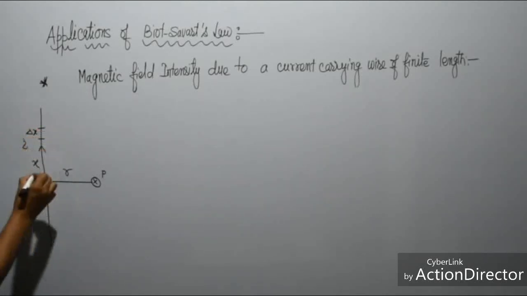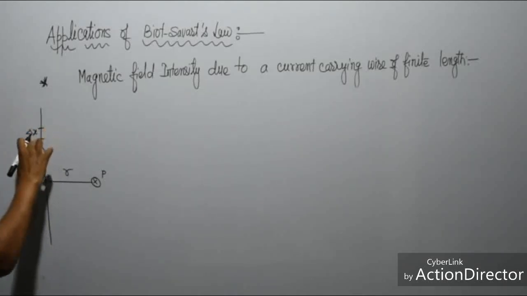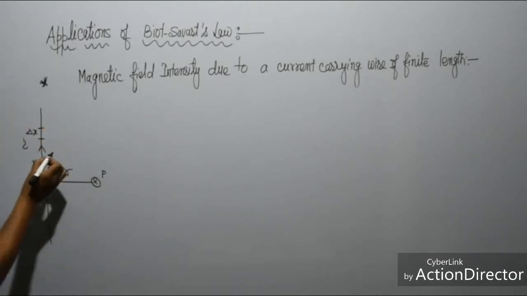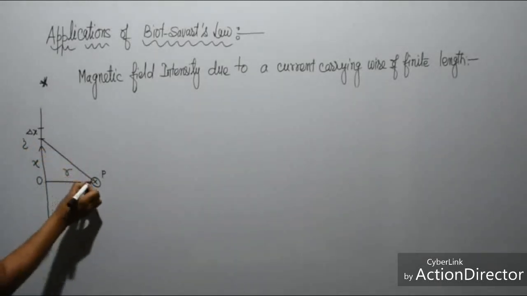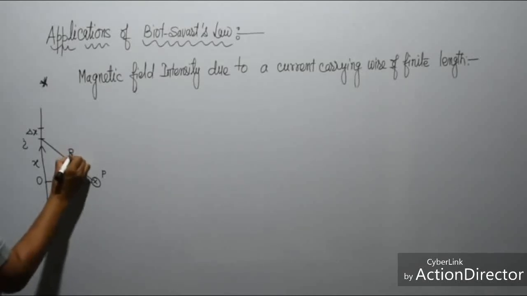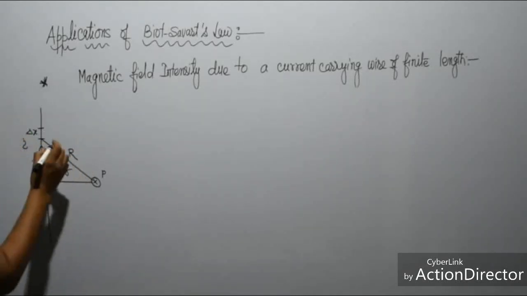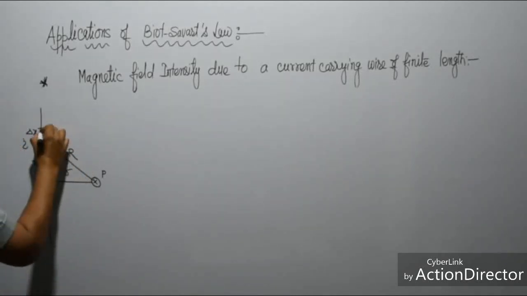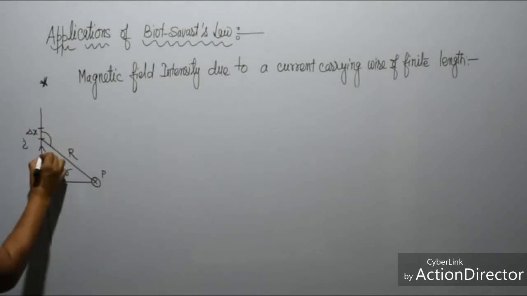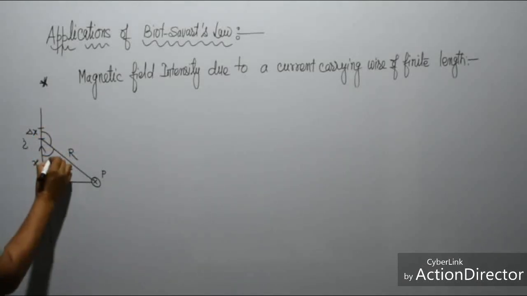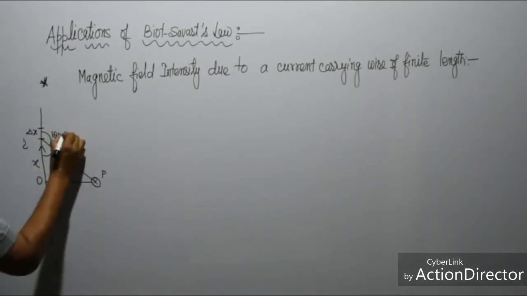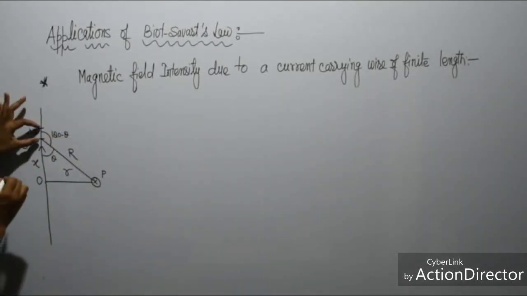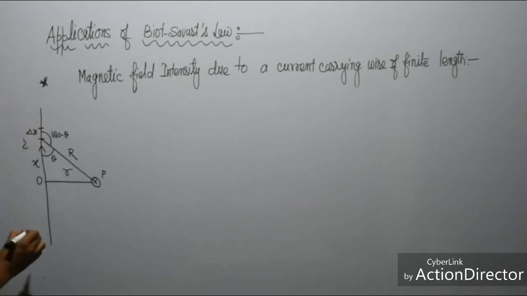ये जो करंट कैरिंग सेगमेंट लिया हमने वो डेल्टा x है, और यहाँ डेल्टा x इस x डिस्टेंस से पॉइंट P की डिस्टेंस कैपिटल R ले ली। Now take this angle. Suppose if this angle is theta, then this angle is 180 minus theta. This is the line segment delta x.